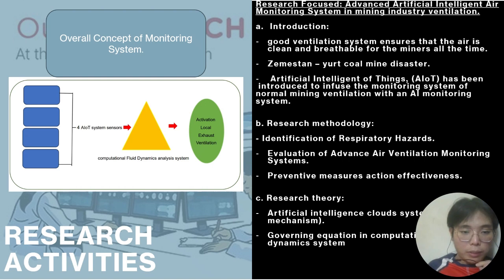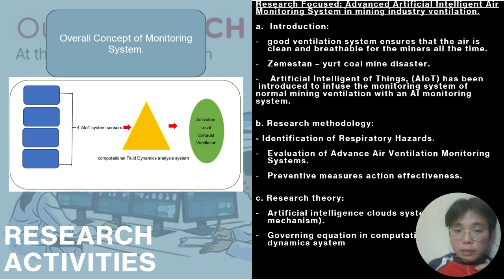The concept is that artificial intelligence system sensors will be placed in the mining areas to detect hazards. Once a hazard is detected, the sensors will send all the data to the computational fluid dynamics analysis system. This system will make the calculations and check the ventilation condition inside the mine. Once the analysis is done, it will send all the data and the necessary preventive measures to the active local exhaust ventilation. This system acts as an emergency plan to clear the hazards causing respiratory diseases inside the mine.